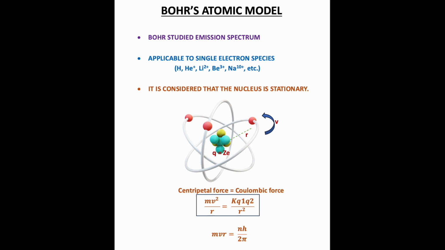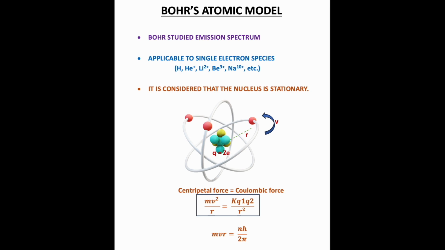This model is applicable only to species which contain one electron, in other words, single electron species, like hydrogen, He+, Li2+, Be3+, B4+, Na10+, and so on. So it can be an ion or a neutral atom which contains one electron only. Next, it is considered that the nucleus is stationary. All the studies he made and conclusions he came to have one concept at the back: that the nucleus is stationary.